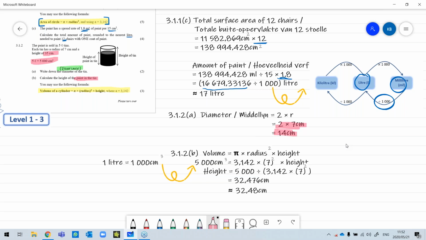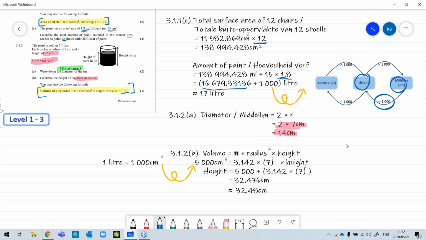And then it continues to say you may use the following formula, which is the volume of a cylinder is pi multiplied by the radius to the power of 2 multiplied by the height, and they give you the value of pi. Now, I forgot to mention with the previous question, do not make use of the pi symbol on your calculator, as that symbol includes many decimal values.